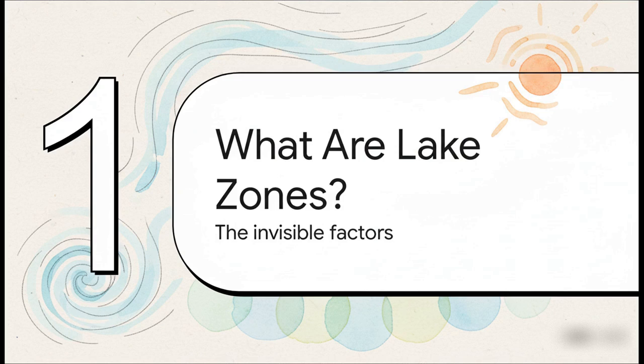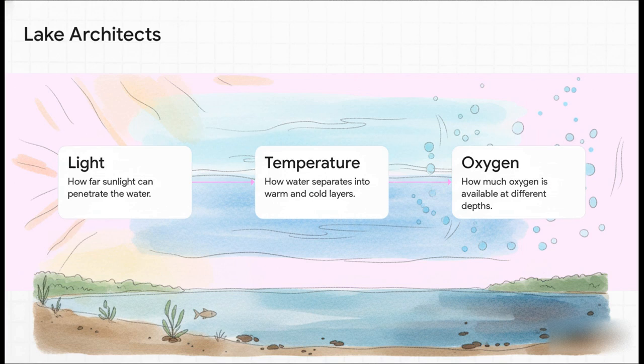Right, so let's get into the fundamentals. Before we can really explore the zones themselves, we have to understand the powerful environmental forces that are actually creating them in the first place. It really all boils down to three key things. First, how far sunlight can actually get down into the water. Second, how that water separates into warm and cold layers. And third, just how much oxygen is available at different depths. You could say these three gradients are basically the architects of the entire lake ecosystem.